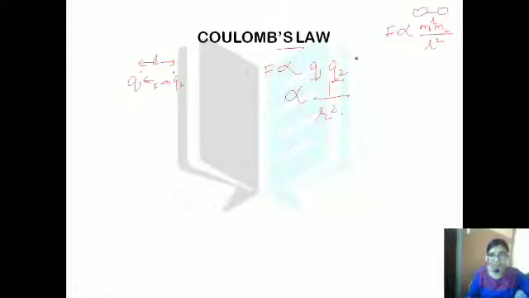Okay, now let's combine these two. What will we obtain? Force is proportional to Q1 Q2 by R square. Okay, now let's remove the proportionality sign. When we remove the proportionality sign, what will we gain? We'll have here a constant of proportionality which is K into Q1 Q2 by R square. Okay, this K is the constant of proportionality.